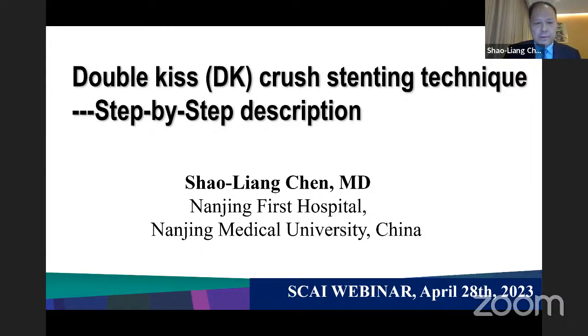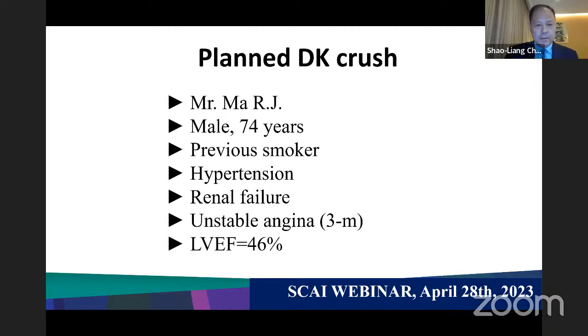Thank you very much for inviting me to present the double kissing crush technique. I will introduce my case step by step. The patient is 74 years old. He has multiple risk factors: previous smoking, hypertension, renal failure, unstable angina for 3 months, and left ventricular dysfunction. Ejection fraction was 46%.